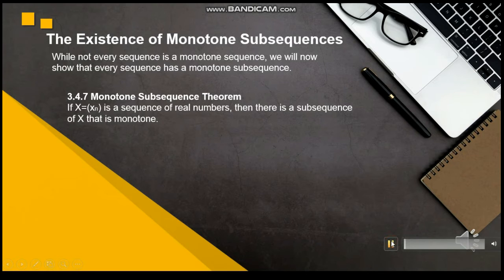The existence of monotone subsequences. While not every sequence is a monotone sequence, we will now show that every sequence has a monotone subsequence. We have the monotone subsequence theorem, which says that if X = (xn) is a sequence of real numbers, then there is a subsequence of X that is monotone.